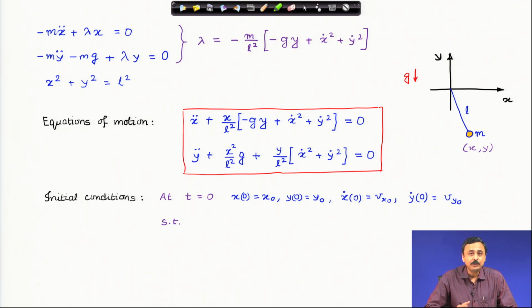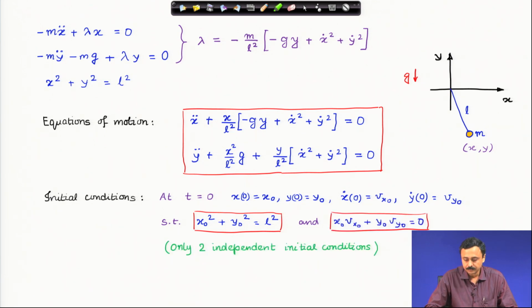To set the initial conditions, we need 4 initial conditions. At time t equal to 0, I need x at 0, y at 0, x dot at 0 and y dot at 0. These are not independent. We must satisfy x naught square plus y naught square equals L square, because the starting point of the bob must be with the string taut. Similarly, for the velocity, I have derived the velocity expression, and this is straightforward substitution of these initial conditions in the velocity expression.